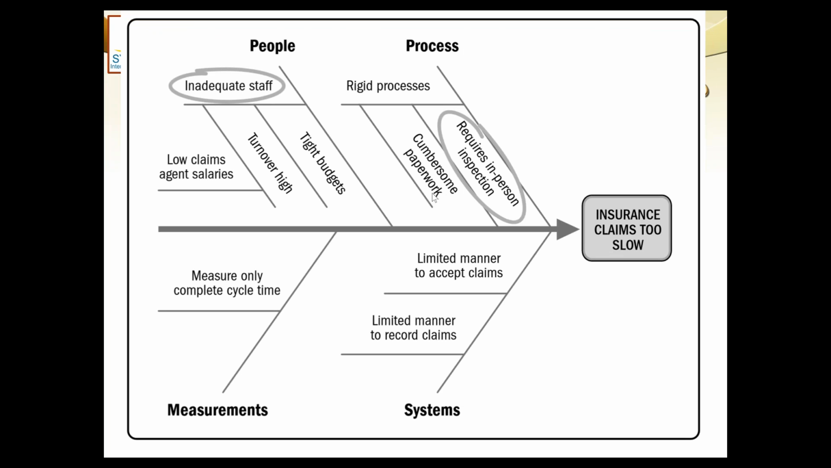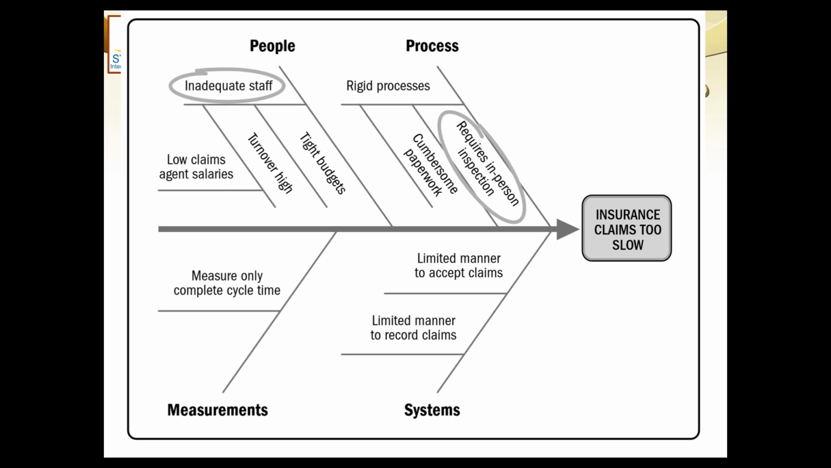Insurance claims are too slow. Why? Is it the problem with the process, or the people, or the measurements, or the systems? So he found that there was no problem with the measurement and system, but there was something with the people and process. Okay, let's first discuss process.